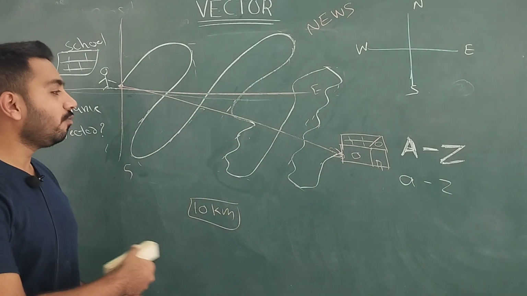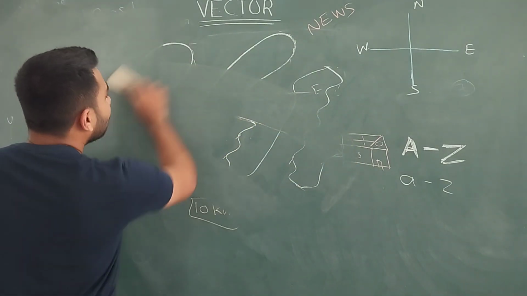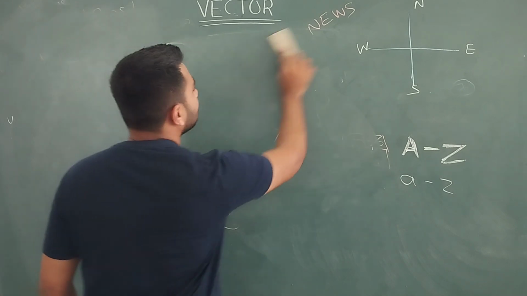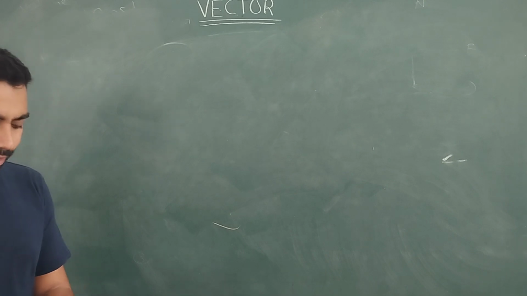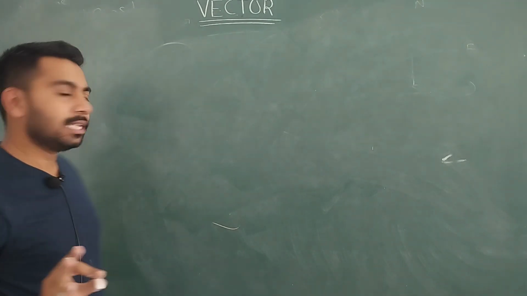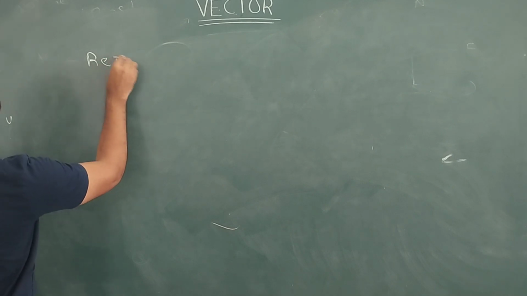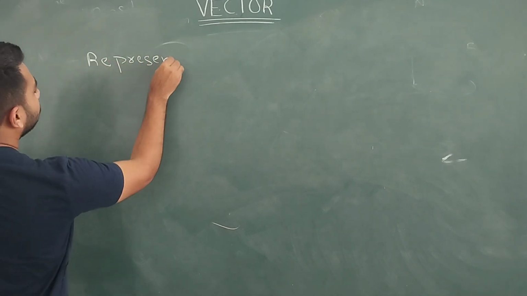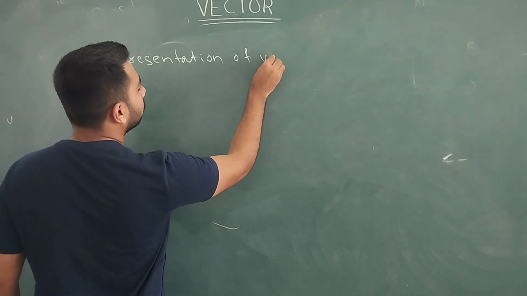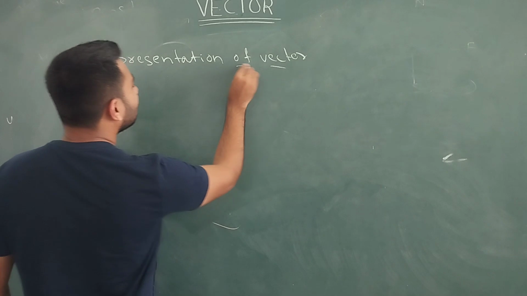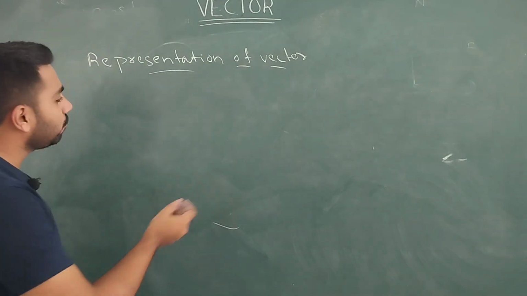Now after this let us see the representation of vectors. How do we represent a vector? This north, south, east, west, be clear in that. Vector is very simple. See, a vector is just an arrow.